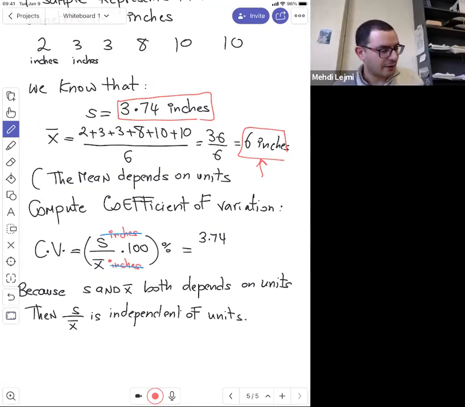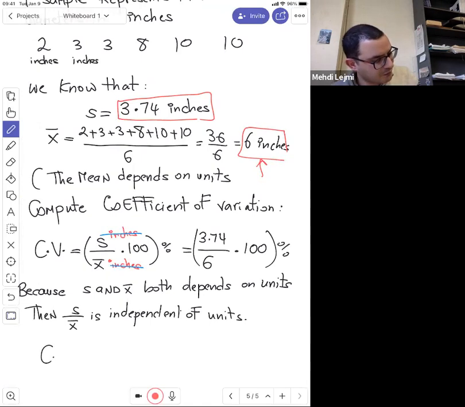I didn't finish yet the coefficient of variation, right? So it's 3.74 inches over X bar, which is 6 inches, right? And as I said, the inches are gonna cancel out. Then times 100, right? And then there's a percent symbol. So you just divide using your calculator.